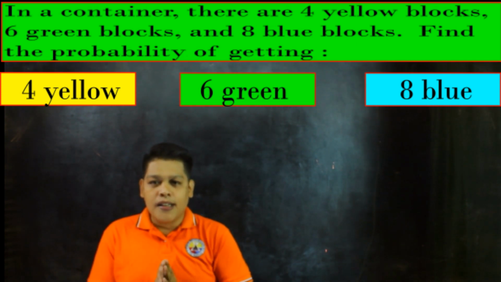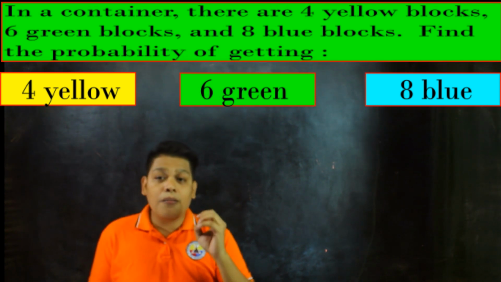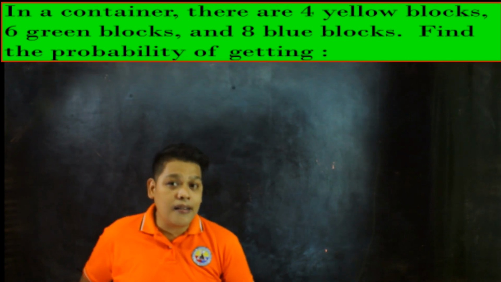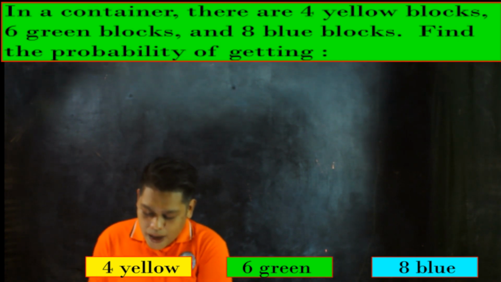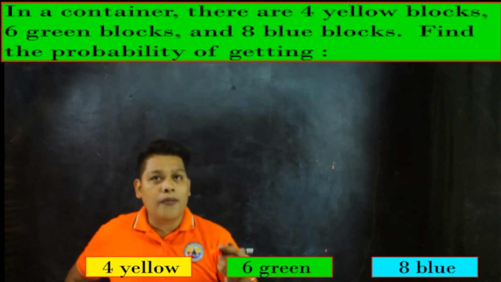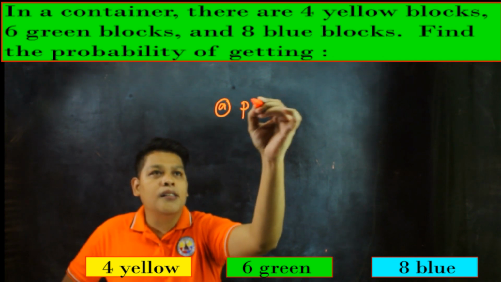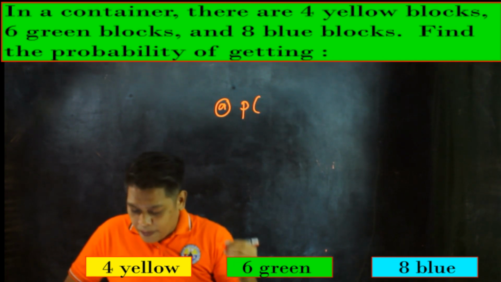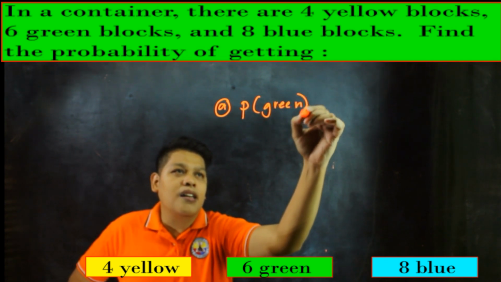So letter A. We're going to find the probability of getting a green block. So we will answer that. From our event, what is our event for letter A? Our event is the probability of getting green. So we will just write green.